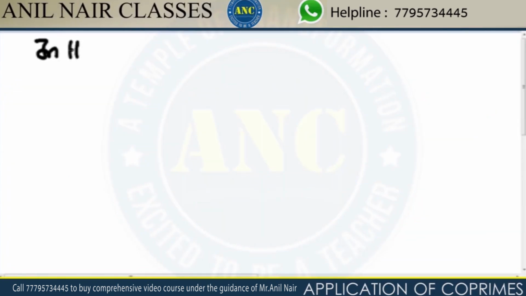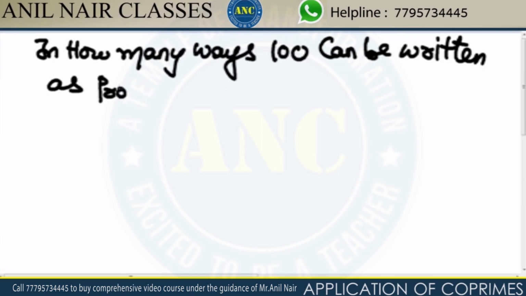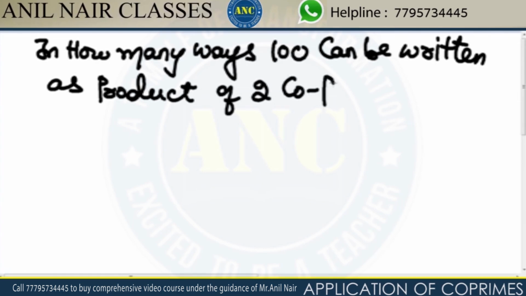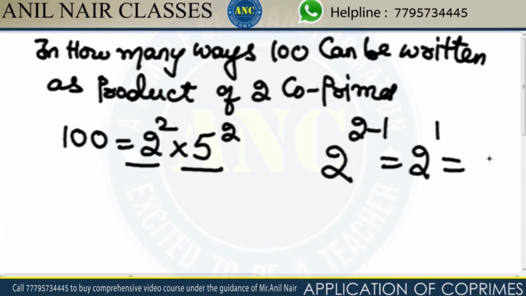In how many ways can 100 be written as a product of 2 coprimes? So first, 100 is 2 square into 5 square. How many prime bases are there? 2 prime bases are there. So it is 2 power 2 minus 1, 2 power 1. Answer is 2.